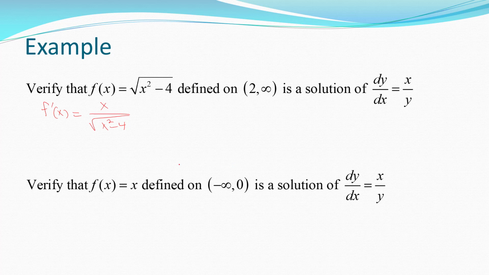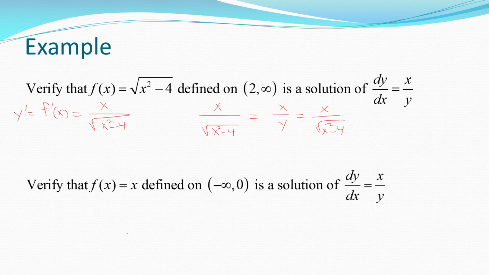And if you just replace this y and y prime into the particular equation, you get that x over the square root of x squared minus 4, that's what dy/dx is. That is clearly x over y, which is x over the square root of x squared minus 4. You have the exact same thing on both sides. So of course, it reduces to an identity on the interval from 2 to infinity.